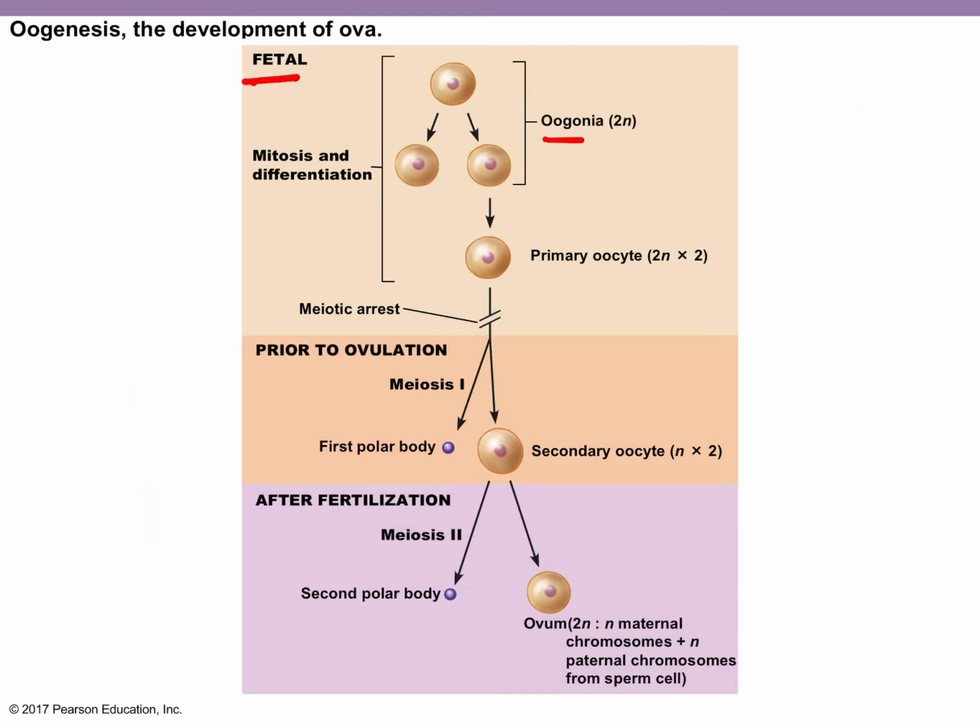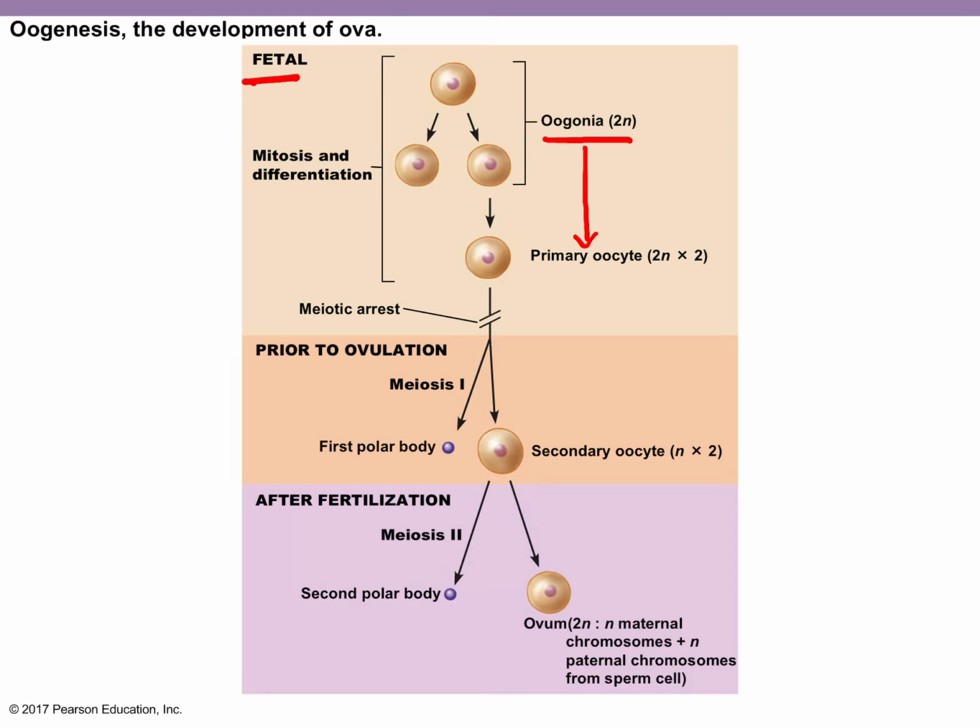So we have oogonia, which are our stem cells, which are 2N, and they're going to start to undergo differentiation and mitosis, and they're going to differentiate into primary oocytes. So this is really similar to the male, right? We had a spermatogonium and primary spermatocytes. What's a little bit different is that the primary oocytes are going to be arrested right as they enter meiosis 1. This is called a meiotic arrest.